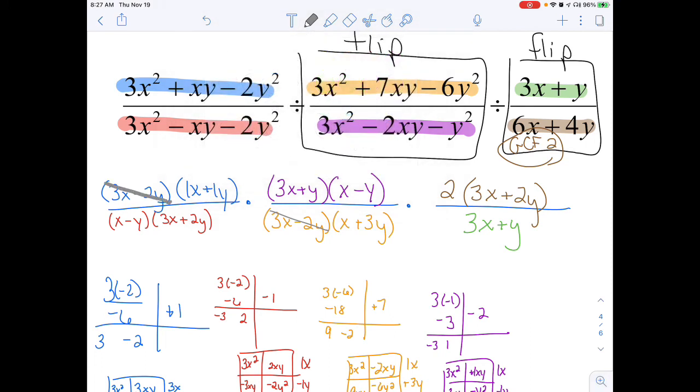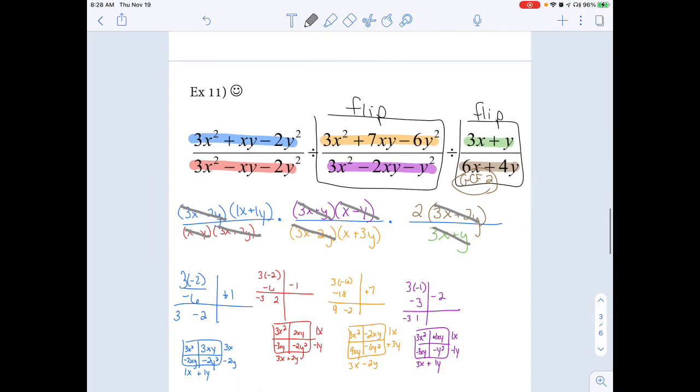I'm going to change the pen to be a little bit thicker so I can really see things cancel out better. Do I have an x plus y on the bottom? I do not. Do I have a 3x plus y on the bottom? I do. Do I have an x minus y on the bottom? I do. Do I have a 3x plus 2y? I do. Do I have an x plus, okay, that's it. That's all the cancels. So my final answer is what's left.